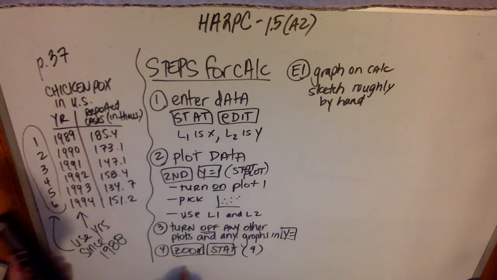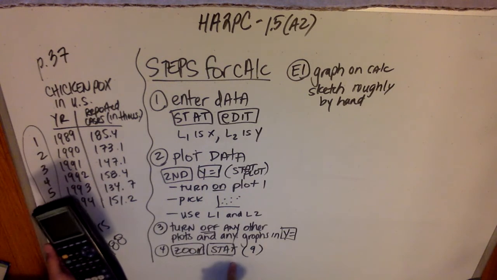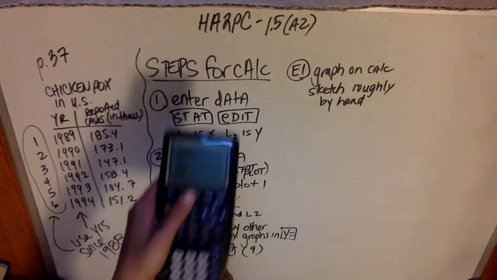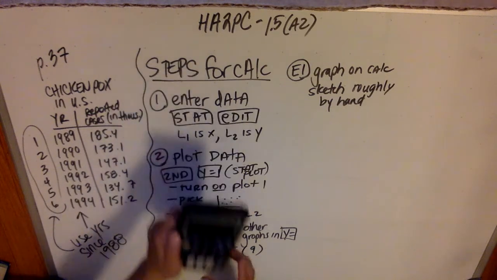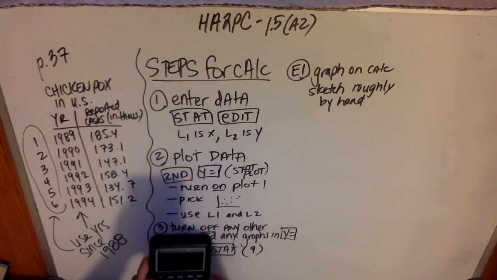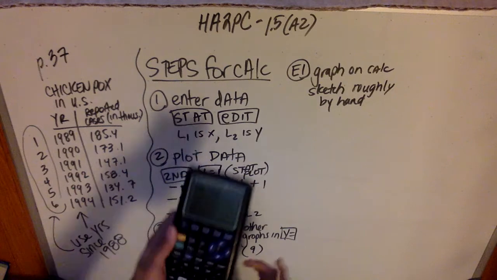The last thing I want to do is zoom, and fit the statistical data that was handed to me. So I'm going to press the zoom button, which is the top middle, because anything graphing related is in the top row, and I'm going to scroll down to 9, which is zoom stat.